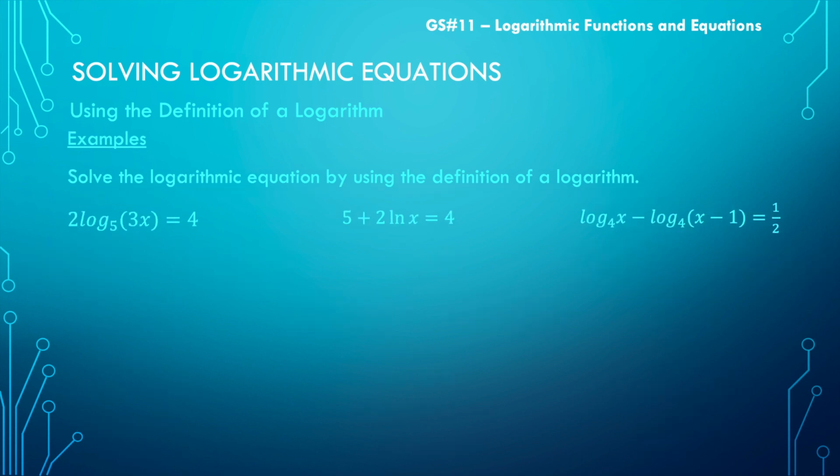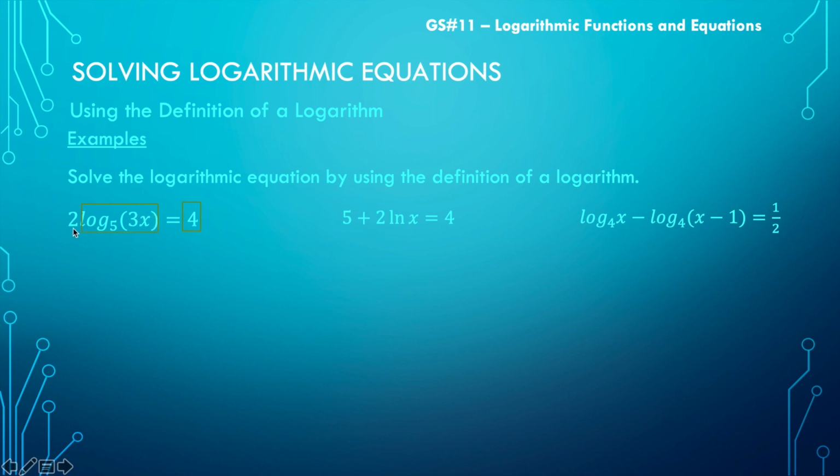Okay, so I have 3 more examples for you, and notice that they're a little more challenging. We started out with some things that were pretty easy, and now we're going to have to do a little manipulation before we actually can write it in exponential form. All right, but let's start with this first one, and I want you to put a box around the logarithm, just the log, on the left-hand side, this part. So log base 5 of 3x is our logarithm, and it is not isolated. And so I need to isolate it before I can rewrite it in exponential form.